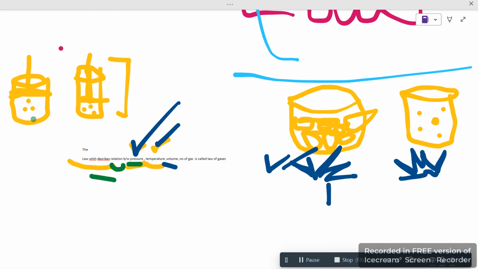If these are the body, here the particles are loosely attached or very far from each other. When we provide them pressure, they will become compressed. When they become compressed, this means we can say they get changed if we increase or decrease the quantity. Second was temperature.